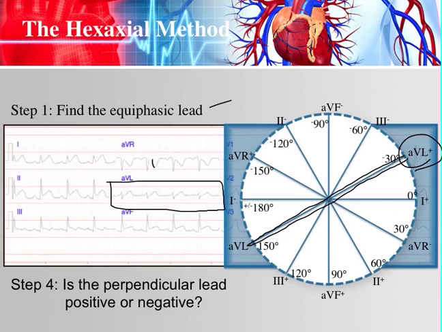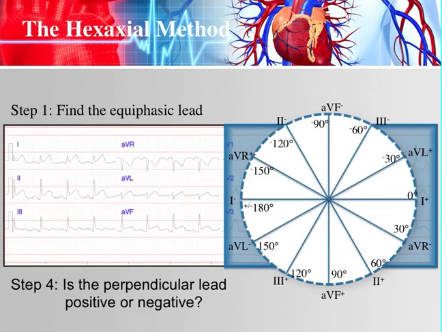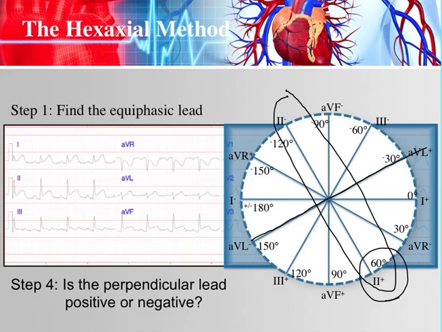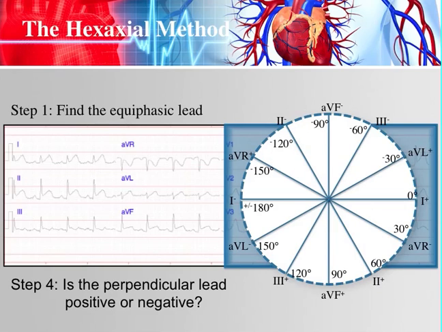And then which lead is perpendicular? Remember, we said perpendicular is kind of like that, right? It's at a 90-degree angle. Which lead is perpendicular to AVL? Well, if AVL is here, that would be lead 2. Lead 2 is certainly perpendicular to AVL. So now we have to look back at our 6 leads for lead 2, because we know that right now our QRS axis is either at 60 degrees or it's at negative 120 degrees, because lead 2 has 2 sides.